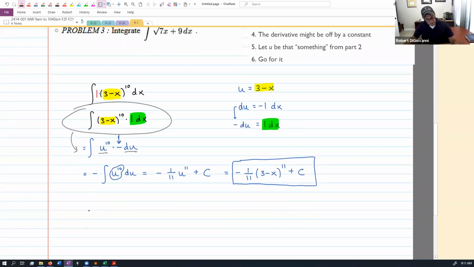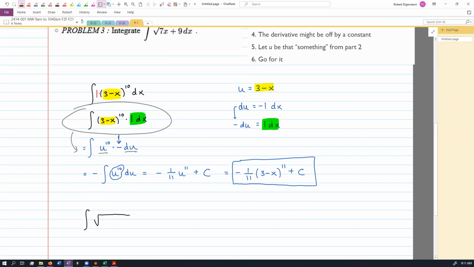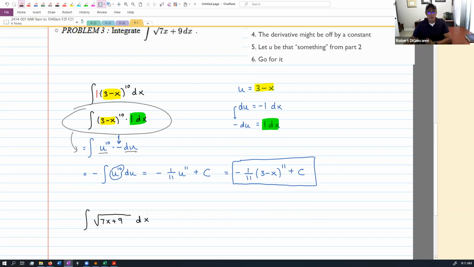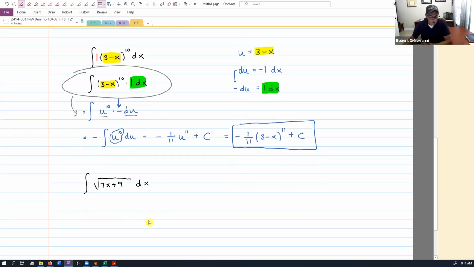Let's look at this last one here before we get some other ones going. 7x plus 9 dx. This is another problem where you look at it and you're like, well, I don't have a lot to work with here, right? There's not a whole lot to work with. But if you let the 7x plus 9 be the u, that's your something, the derivative of that is just 7. And again, we always have a 1 sitting here, right? So if we know the derivative is 7 and we have a 1, then we're off by a constant, so we should be able to do this.